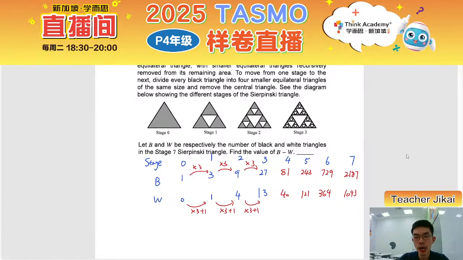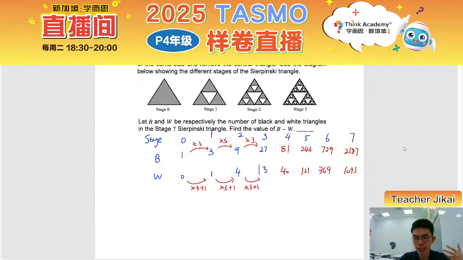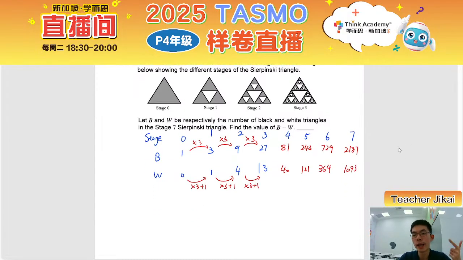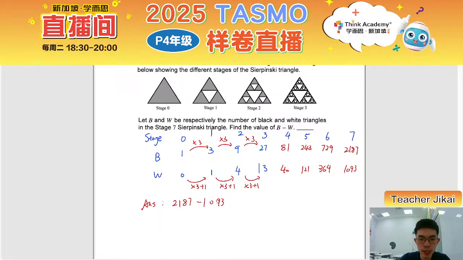So we know the stage 7, right? We have 2187 black triangles and 1093 white triangles. So the answer here for the B minus W, it is 2187 minus 1093. Right. 2187 minus 1093. So it is 1094. This is the final answer.